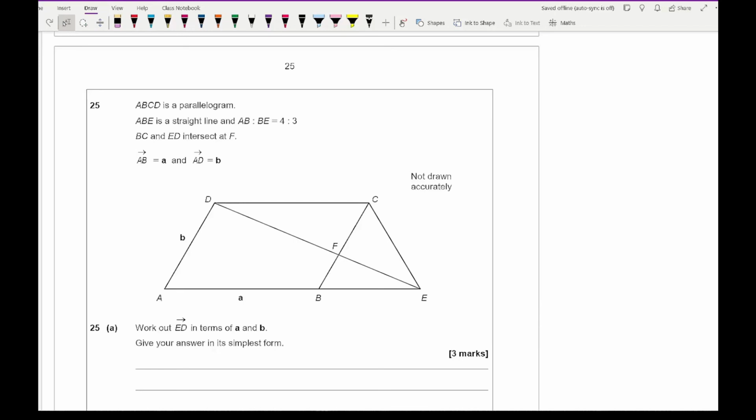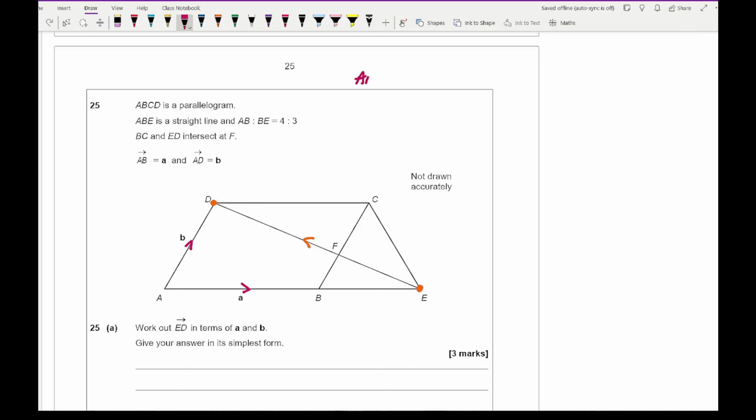So let's first of all make a note of what we've got to work out. So we want to work out what this line here is, going in that direction. So let's just first of all note what we've got. So we know that AD is b, and AB is a, going in that direction. So looking at this, we know that AB is a.